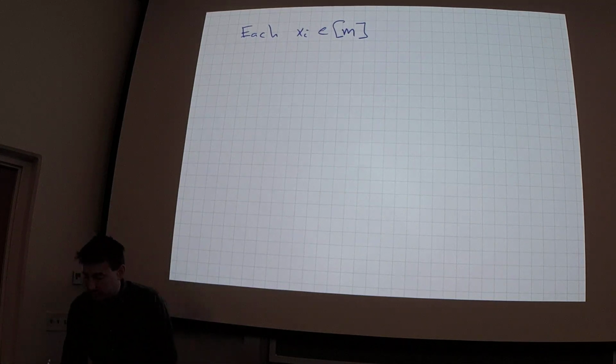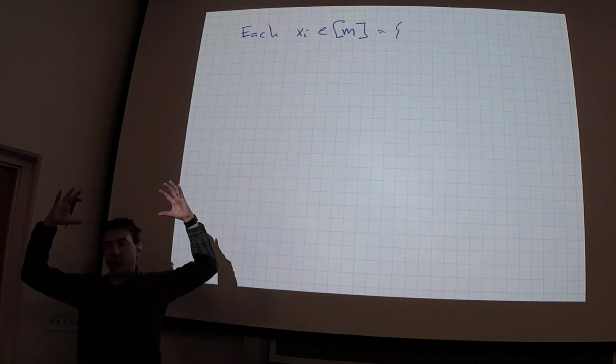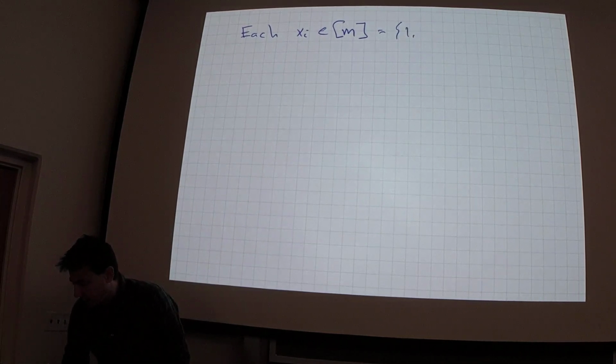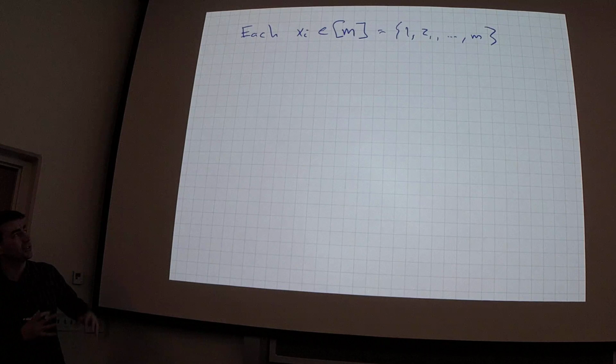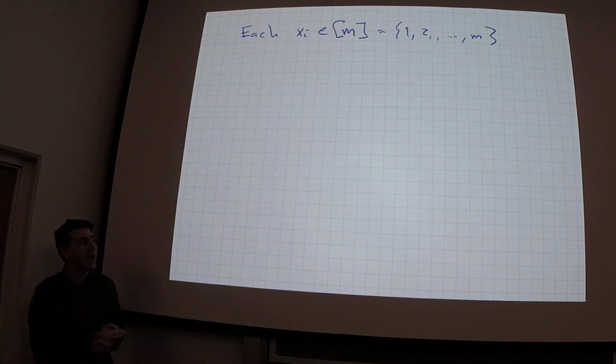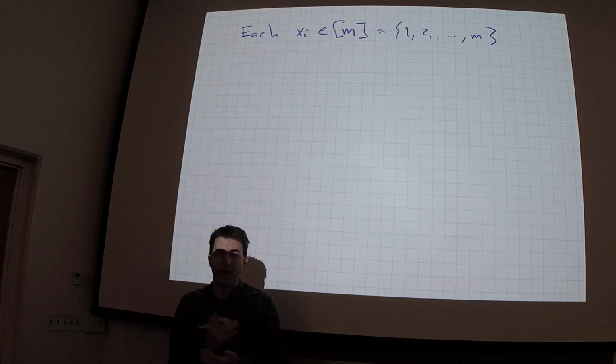We're going to assume that each xi is going to be in this set, instead of n, let's call this m. Okay? And so this is just going to represent this notation with the square brackets around m means the numbers 1, 2, up to m. Okay? And so it's just a simple way of representing this set. And there's nothing special about the numbers 1 to m.